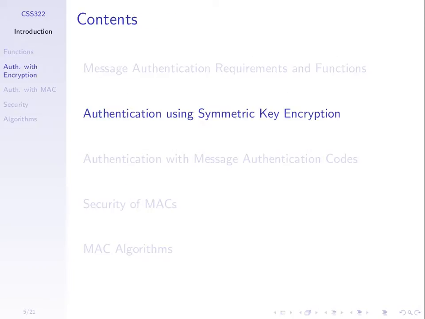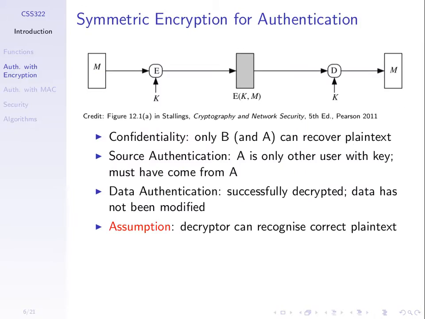First, let's see how we use our known techniques for encryption to provide also authentication. So symmetric key encryption specifically. This figure, I've got a message. I want to send from A on the left to B on the right. Normal way to encrypt the message, I take the message, I use a symmetric key cipher, E. I use a shared secret key, K. I encrypt the message, I get some ciphertext.